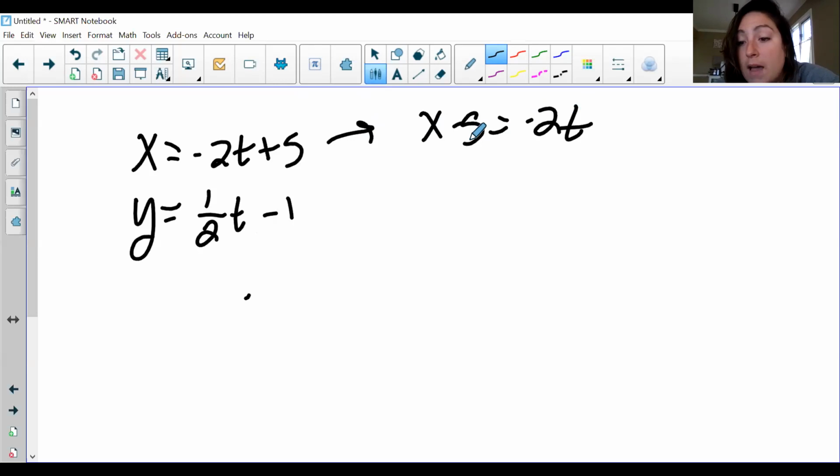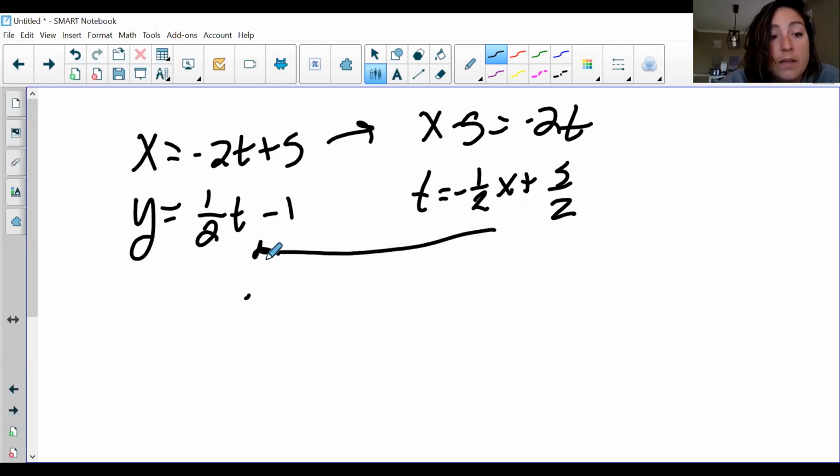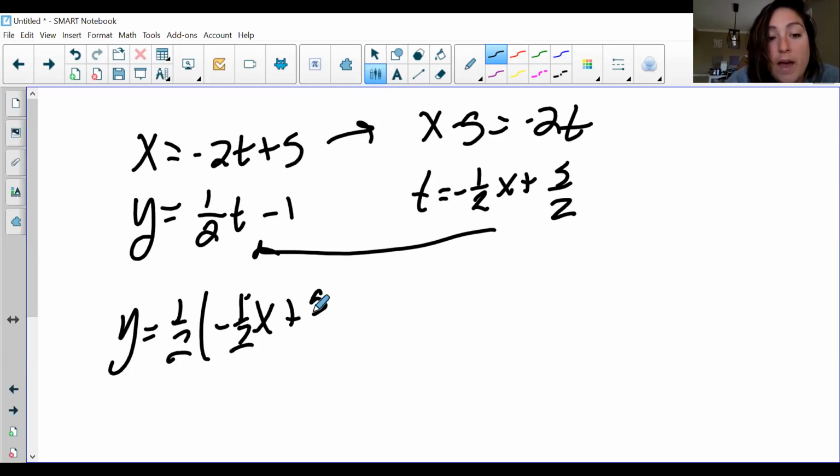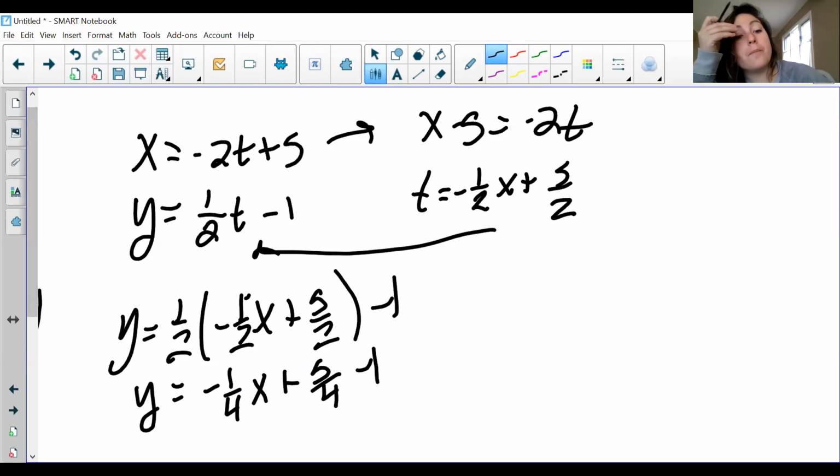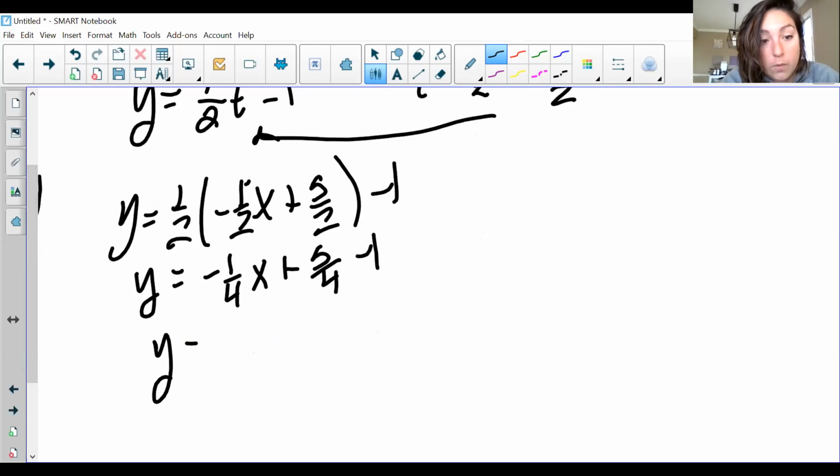So I, again, subtracted 5. Now I divide by negative 2. So I have t equals negative 1/2 x plus 5/2. Substitute that in. So we have y equals 1/2 times negative 1/2 x plus 5/2, and then minus 1. So we get y equals negative 1/4 x plus 5/4 minus 1. So we end up getting y equals negative 1/4 x, that'd be plus 1/4.